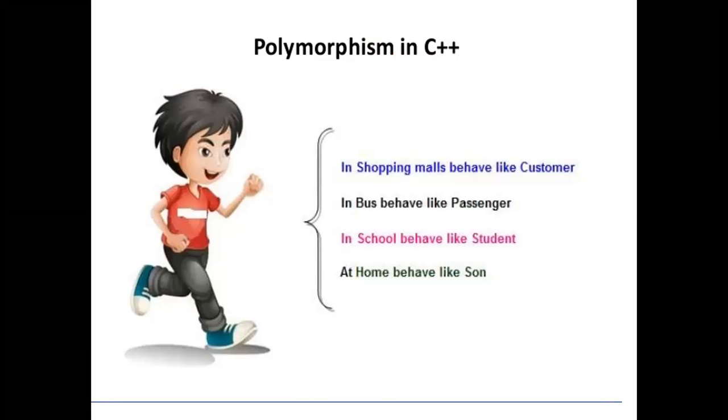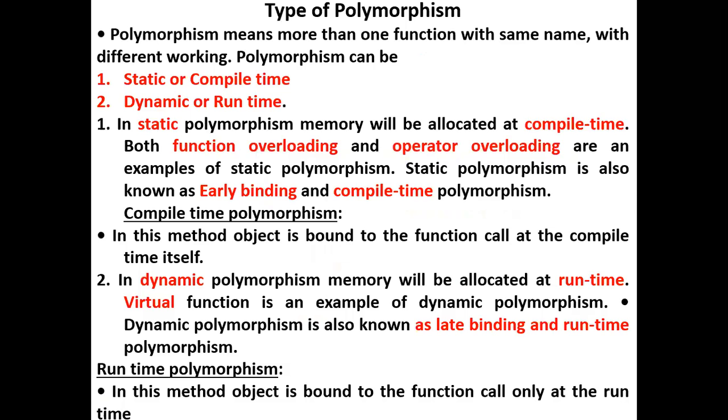So we will see this concept in our C++ and Java and object-oriented concepts. Now first we will see the types of polymorphism. There are two types of polymorphism. First is static polymorphism and second is dynamic polymorphism.